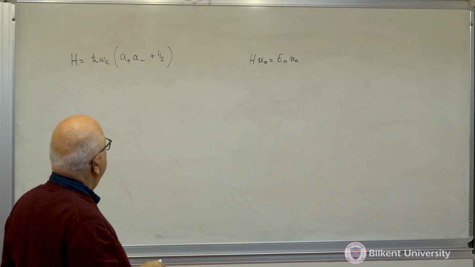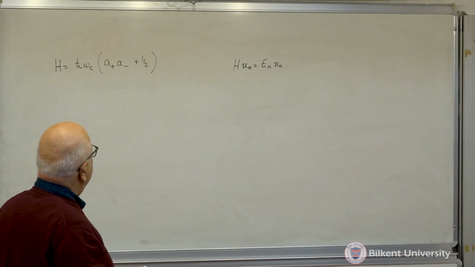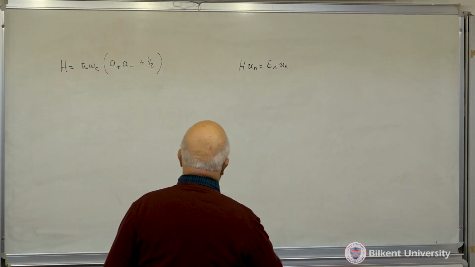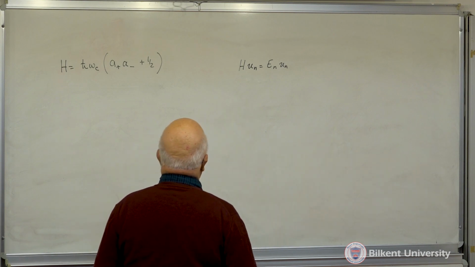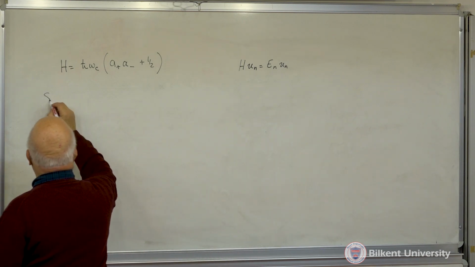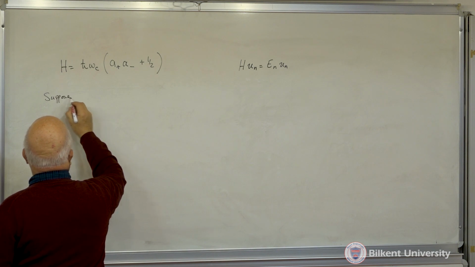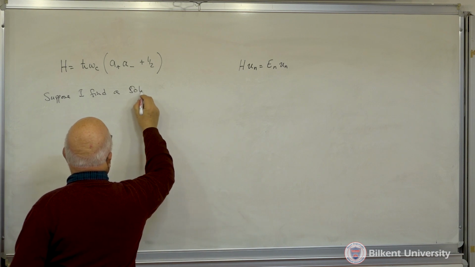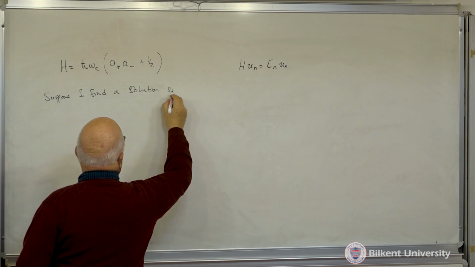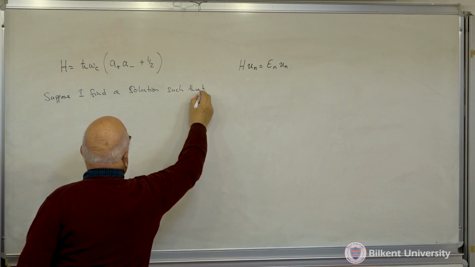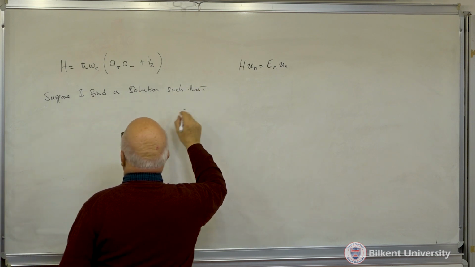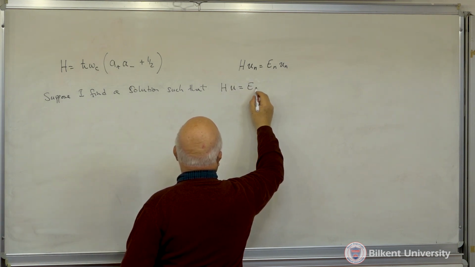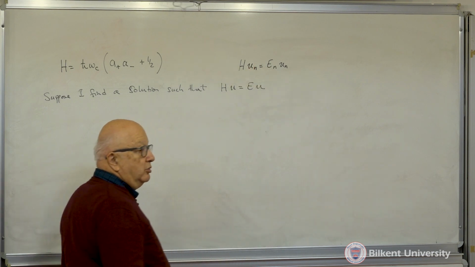Now suppose that I have found a solution. Suppose I have a certain solution. I don't know which one of these they are. But suppose I find a solution such that I have H times this u equal to E times u. So it's one of these solutions.